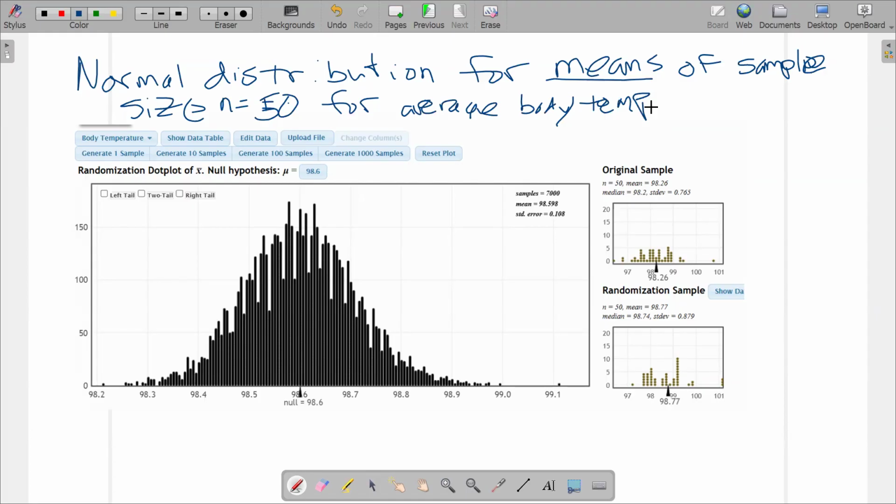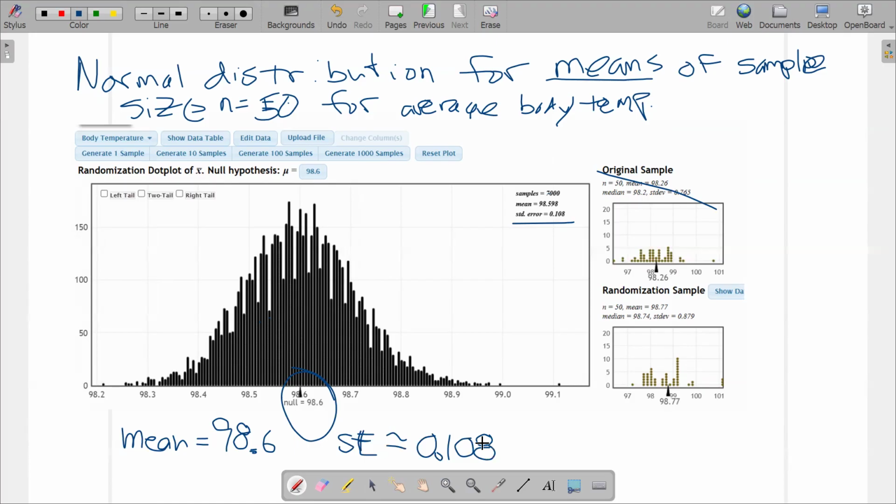What's the mean of this distribution? Well, the center down there is 98.6. This has a mean of about 98.6. And the standard deviation here, this is important. It's not the standard deviation of the sample. It's what StatKey calculates to be the standard error for this set of 7,000 samples of size 50, and it is 0.108. So that would be the standard error, and the standard error here is 0.108.